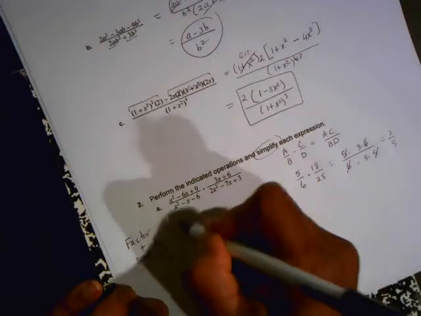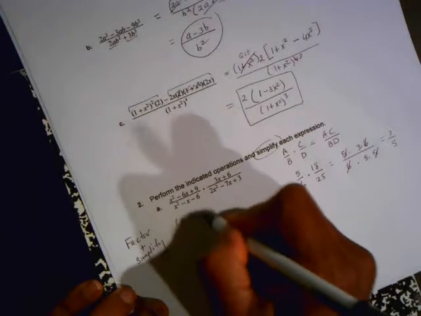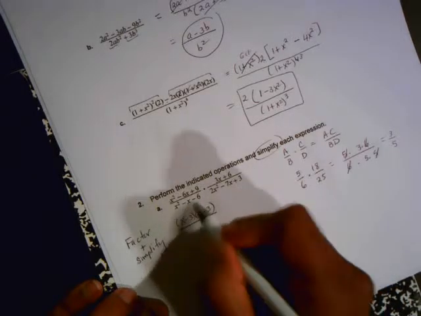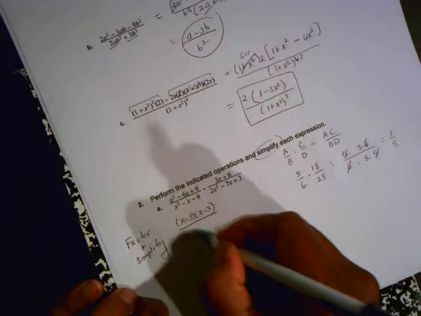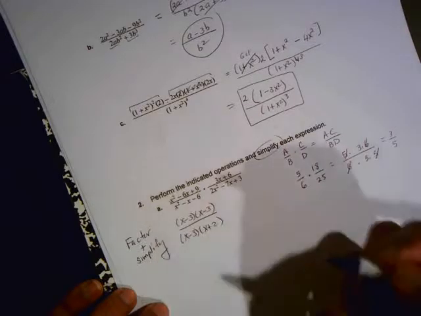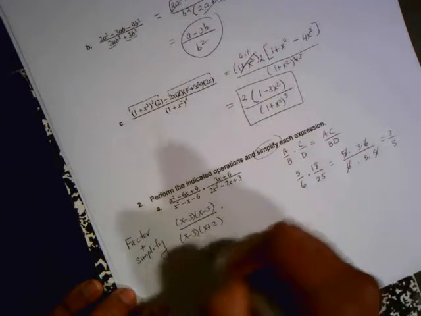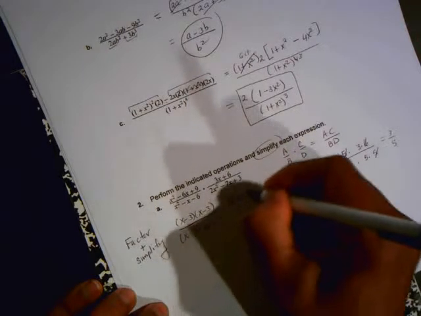So the top there factors as x minus 3 times x minus 3. Check that. The bottom is x minus 3 times x plus 2. Again, check that by foiling it out. It's only 2 terms. 3 is a factor. X plus 2 is left.